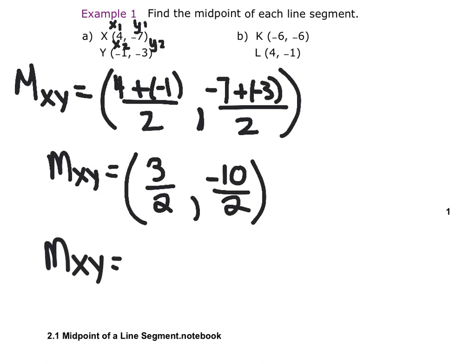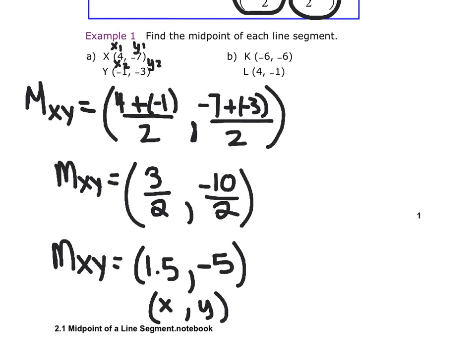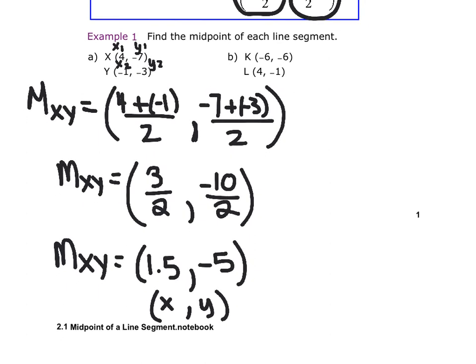So for example, 3 over 2 gives us a nice decimal number of 1.5. So that's definitely appropriate. And then -10 over 2 gives us a value of -5. So we've found that the midpoint of this line segment occurs at the coordinate point 1.5 and -5. So again, that represents your x and your y as a coordinate. So now what I would like you to do is pause the video and try question B by yourself.